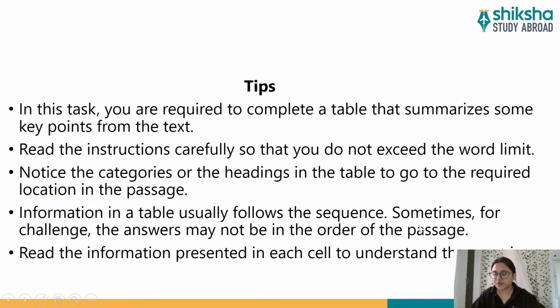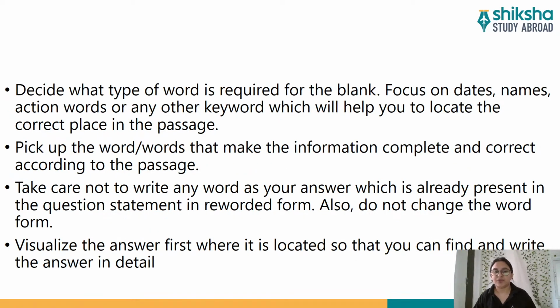Information in a table usually follows a sequence, so sometimes, for challenge, the answers may not be in the order of the passage. Read the information presented in each cell to understand the meaning. Now, decide what type of word is required for the blank. Focus on dates, names, action words, or any other keyword which will help you to locate the correct place in the passage. Next step is, pick up the word or the words that make the information complete and correct according to the passage.